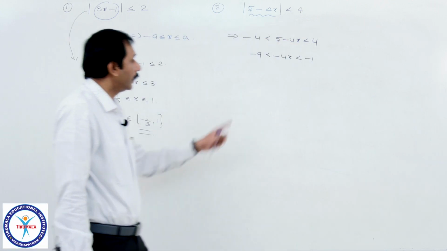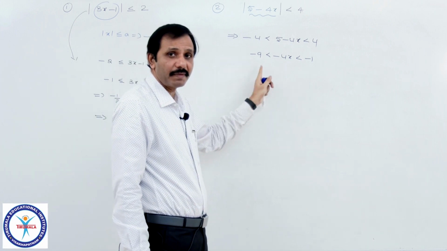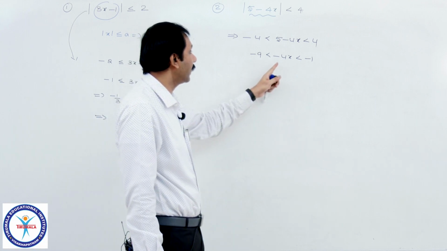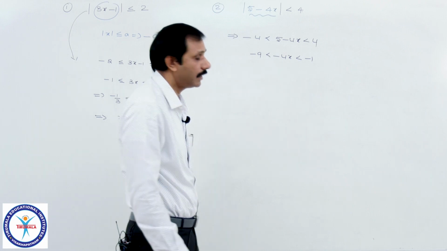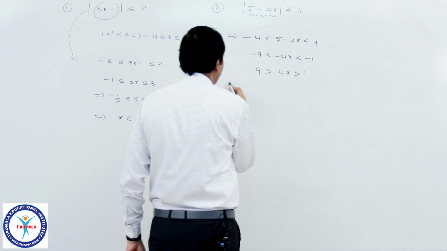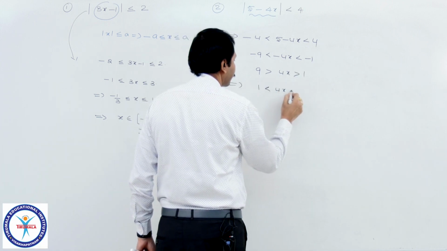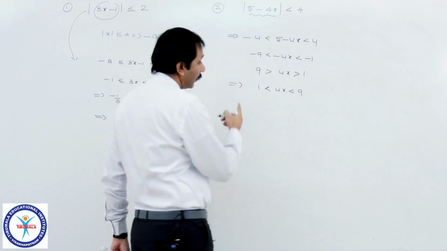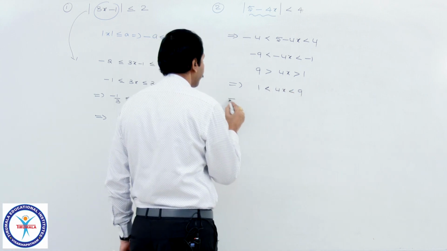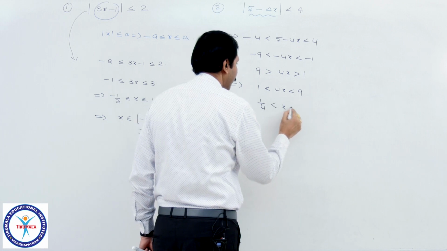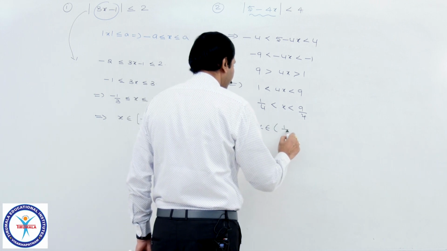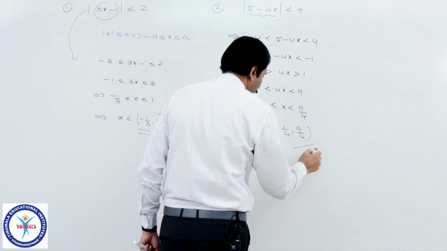Now, it is −4x. First, we will multiply this inequality with a minus sign. If you multiply with a minus sign, as we have already seen in the property, the inequality will change. That is 9 > 4x > 1, or I can write 1 < 4x < 9. Now divide it by 4, because it is a positive number, without changing the sign of the inequality. 1/4 < x < 9/4. Therefore, the solution is (1/4, 9/4).